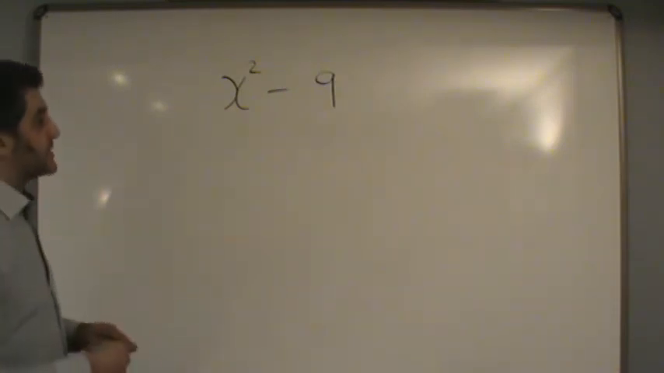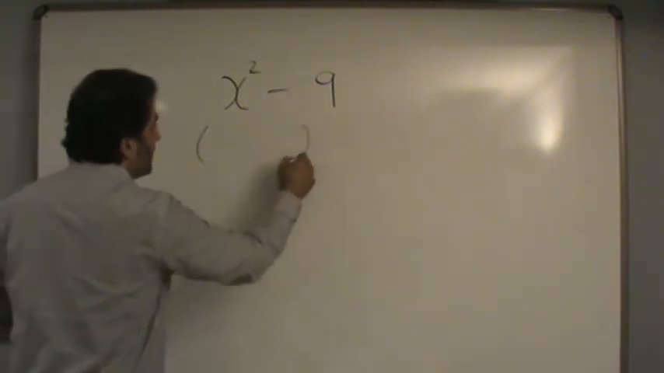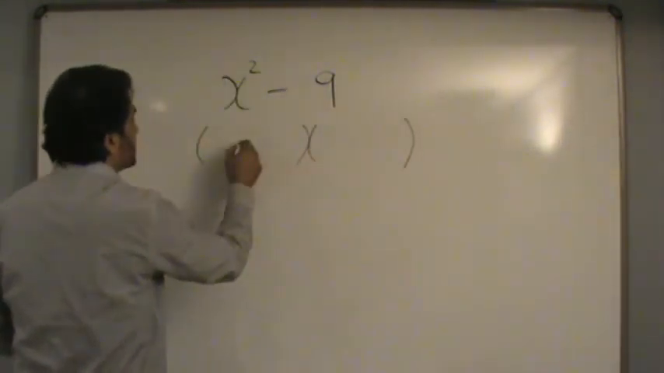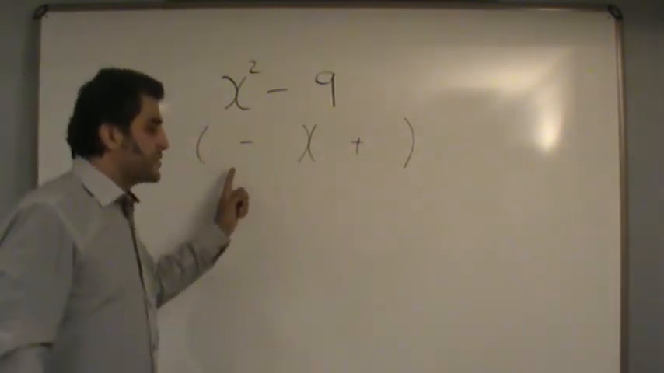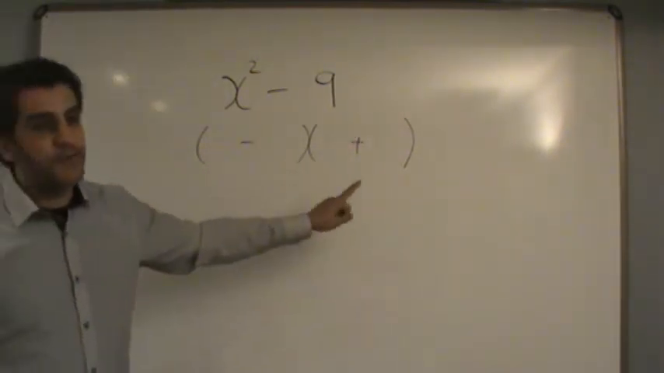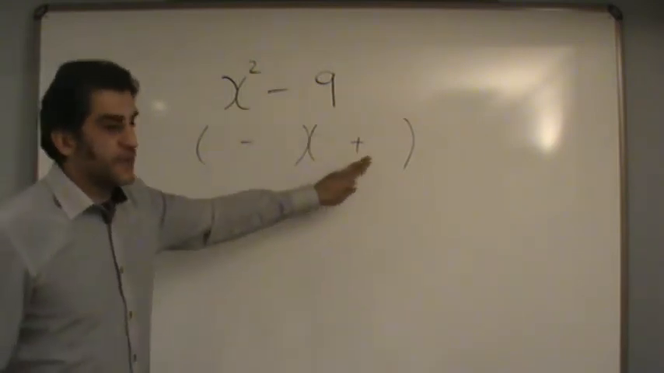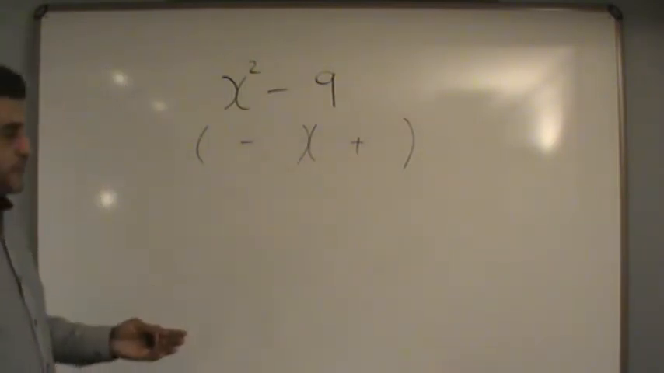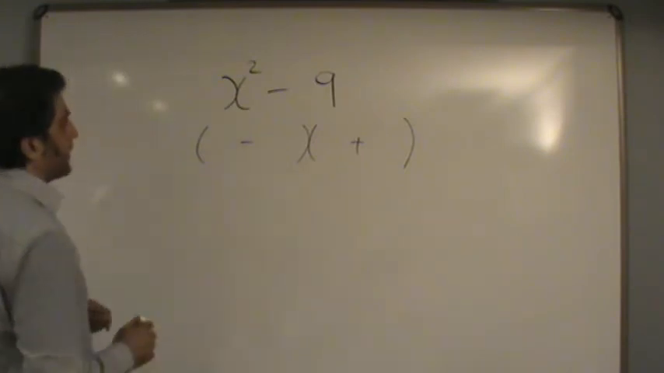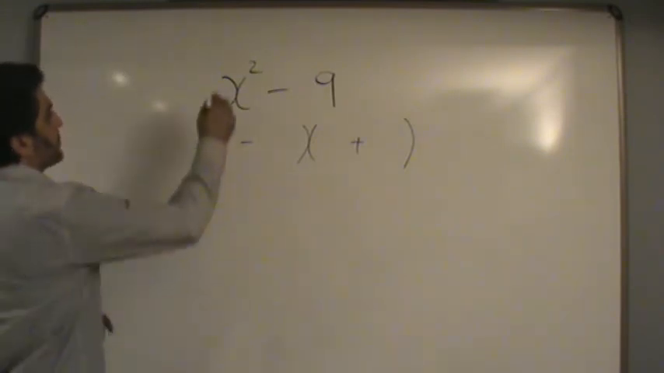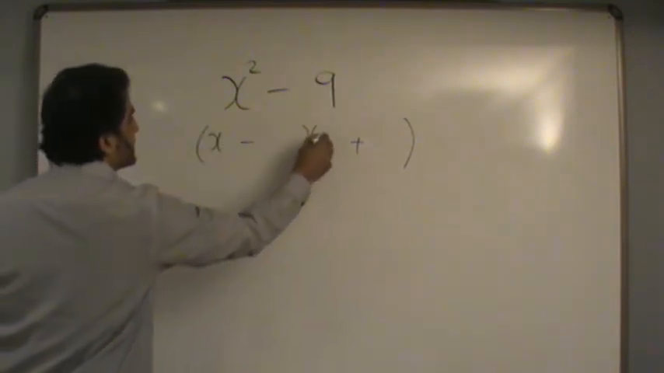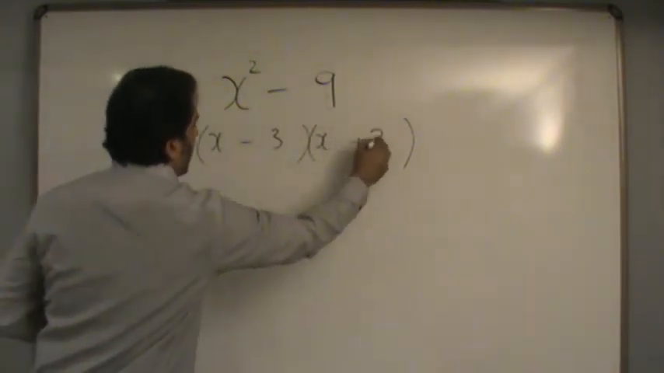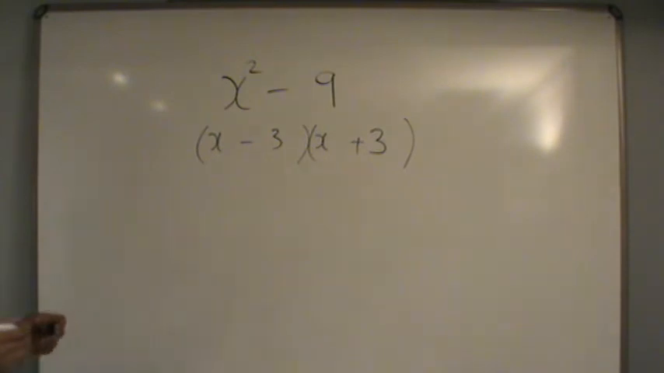So how are we going to tackle this? Both brackets must carry exactly the same thing, except the signs must be different. One of the brackets should carry negative and the other one positive, or positive and negative, it doesn't matter, as long as they're different. So what goes in the bracket? The square root of x squared is x, and the square root of 9 is 3 and 3. This is an example of difference of squares factoring.